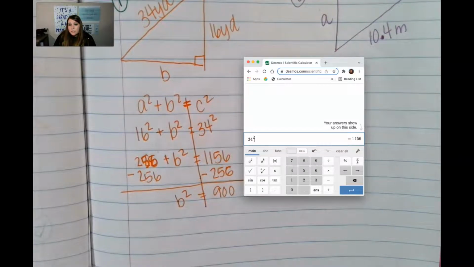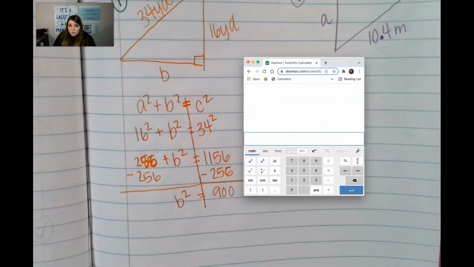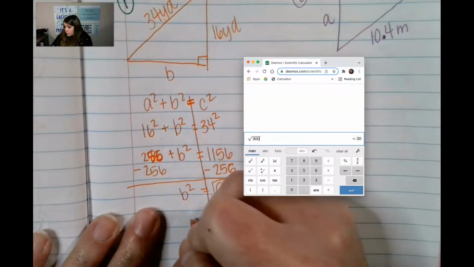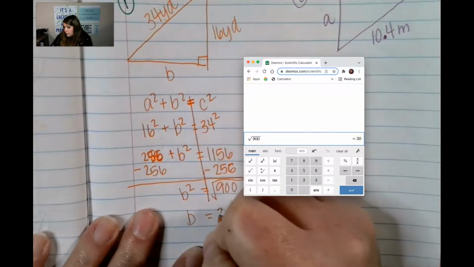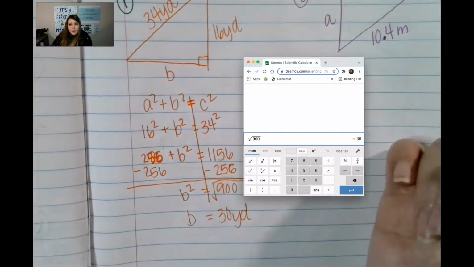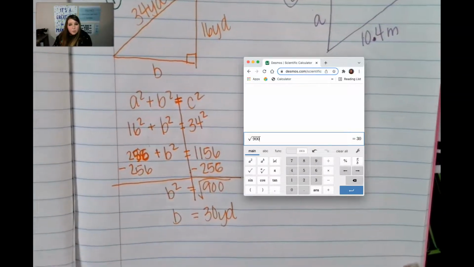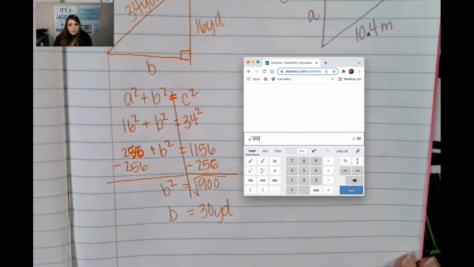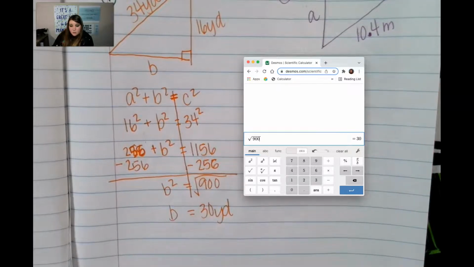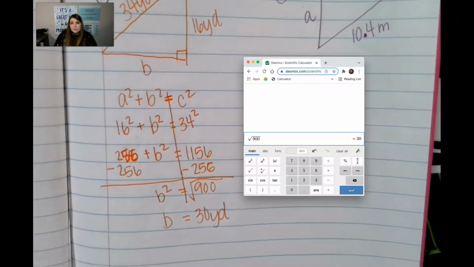Okay, so now we're going to take the square root of 900, and that gives us 30. So B equals 30 yards. All right, how did you do on try it number 1? Did you get 30 yards? If not, figure out where you went wrong in your math so that you can adjust your mistakes.